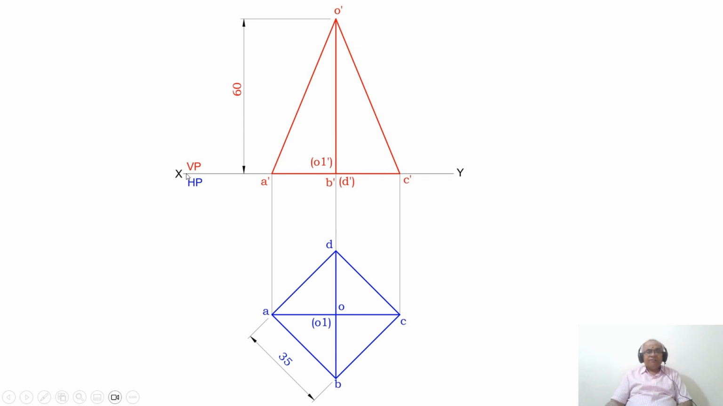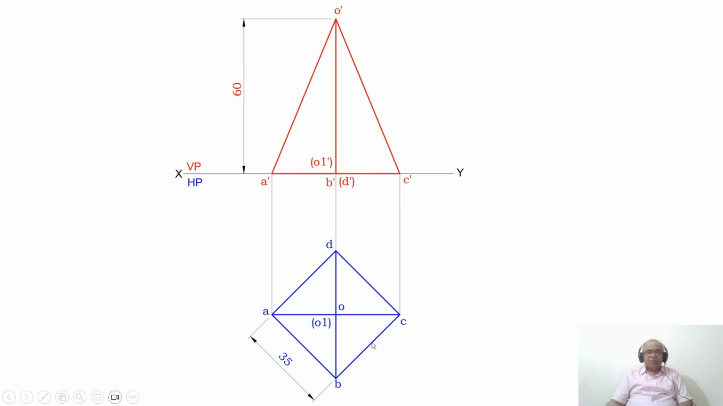To do that, first I am going to draw the XY line and mark VP and HP. Here, first in the horizontal plane, you take any point with reference to the horizontal line. By using the protractor, you measure 45 degrees from the horizontal line towards the left side and also towards the right side. And from this point, you draw a line at 45 degrees to the horizontal, and similarly to the right side at 45 degrees.